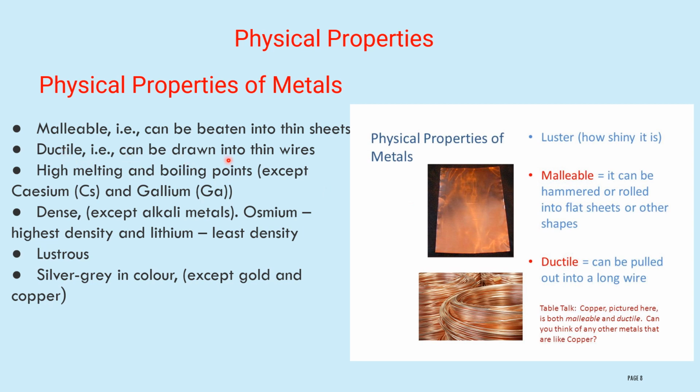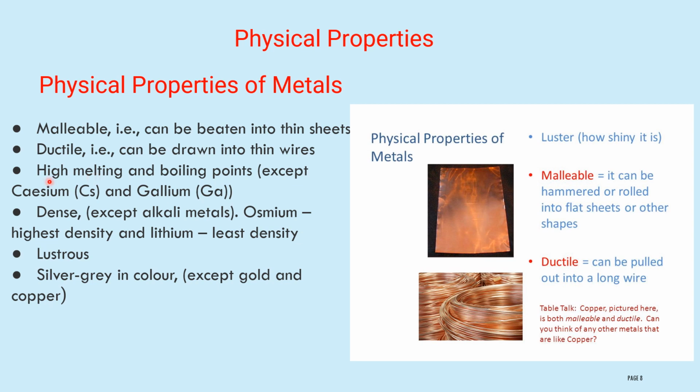Ductile: can be drawn into thin wires. You can see the wires here, copper wires, so many copper wires. Ductile means it can be pulled out into long wires. These are examples of copper wire. If you pull the metal, you can convert copper into copper wires. That property we call ductile.